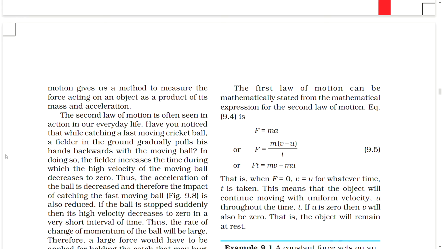The second law of motion is often seen in action in our everyday life. Have you noticed that while catching a fast moving cricket ball, a fielder in the ground gradually pulls his hands backward with the moving ball? In doing so, the fielder increases the time during which the high velocity of the moving ball decreases to zero. Thus, the acceleration of the ball is decreased and therefore the impact of catching the fast moving ball is also reduced.